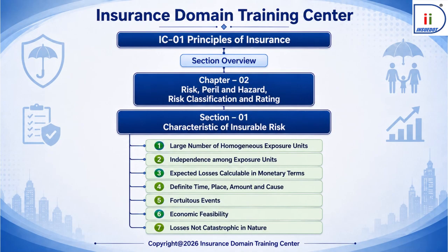In the last chapter, we discussed that insurance companies generally insure pure risks, not speculative risks. Now the question is, are all pure risks insurable? How does an insurance company determine whether a particular risk is insurable or not? This section explains the 7 characteristics or filters that insurance companies consider when determining whether a risk is insurable or not. These 7 characteristics are listed in the image here. Let us learn about each of them.